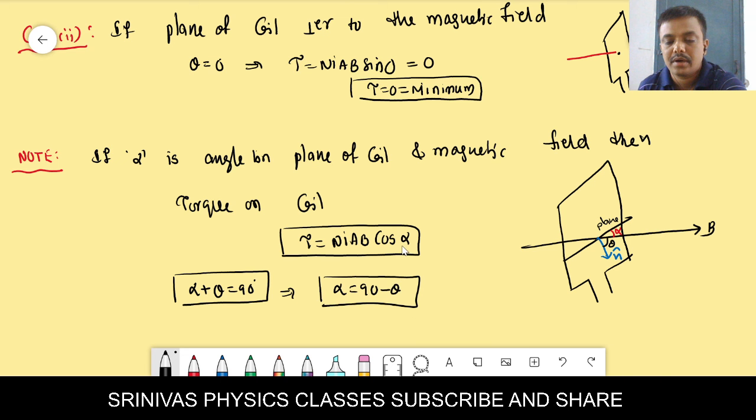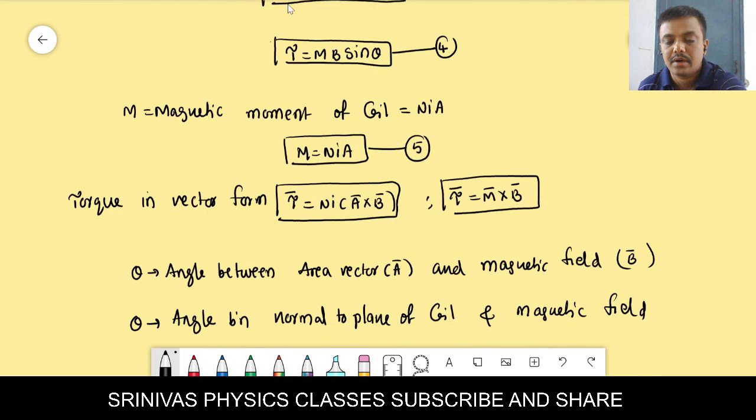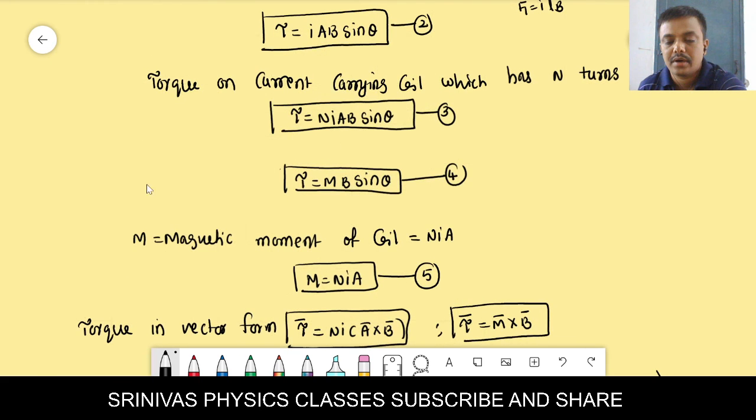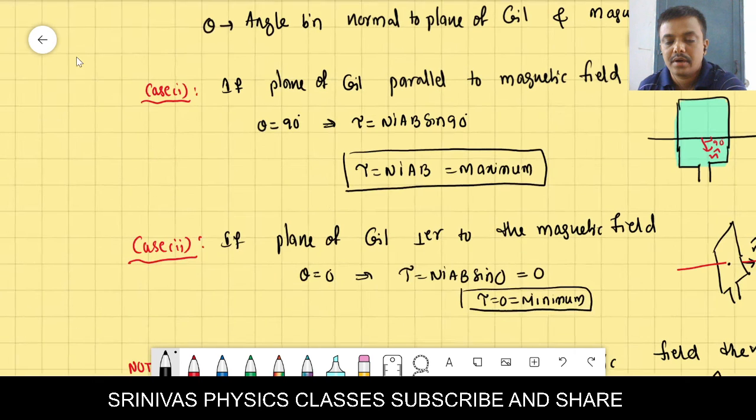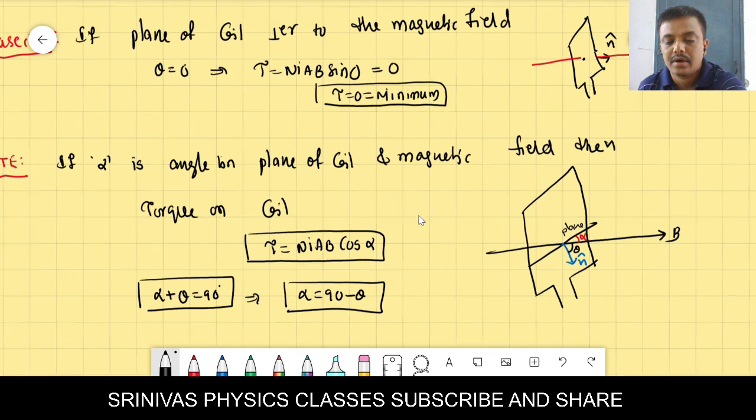You write 90 minus theta here, alpha. Cos of 90 minus theta is sin theta, then you will get torque tau equal to NIAB sin theta. That means you may use the formula torque tau is equal to NIAB sin theta or NIAB cos alpha. When you have to use NIAB cos alpha: if they give the angle between the plane and field. Plane means surface. Plane and field means alpha. Normal and field means theta. Either sine or cos you can use.